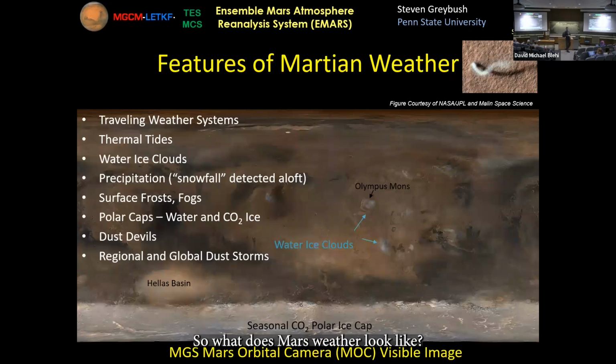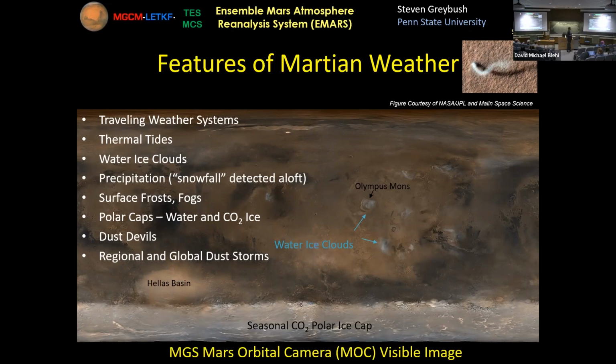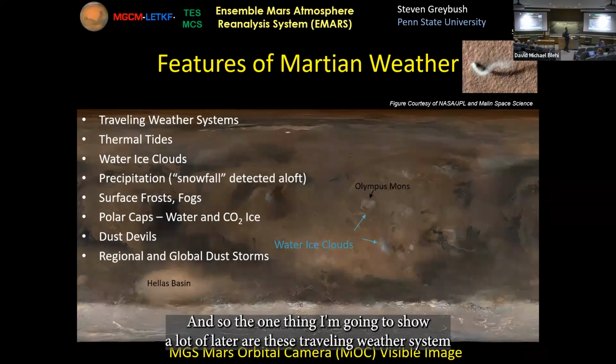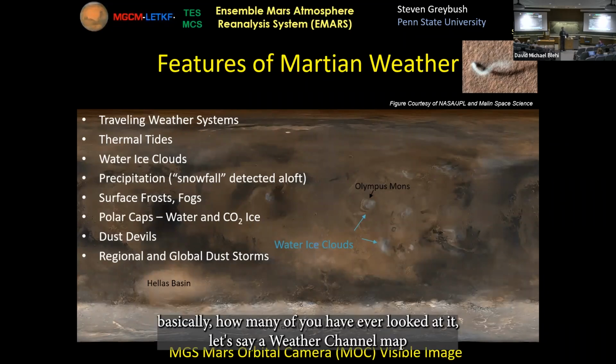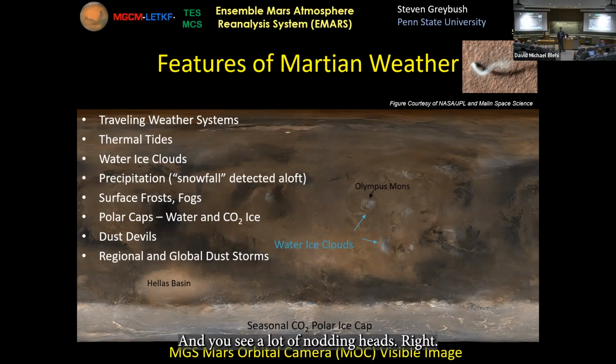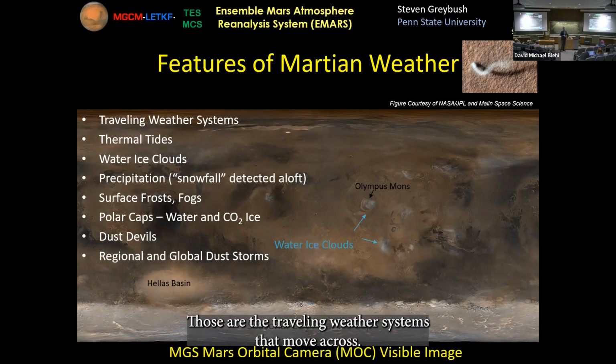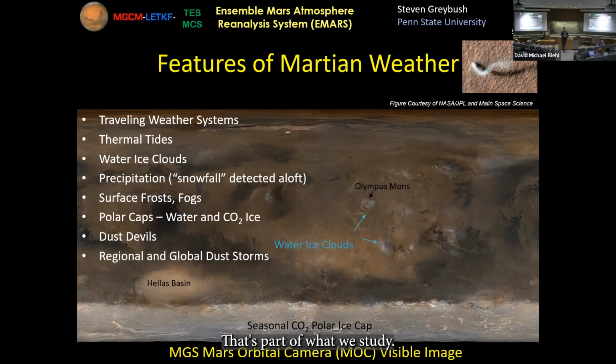So what does Mars weather look like? Okay, so if you're a Martian meteorologist, what would you want to try to understand and forecast? Okay, so the one thing I'm going to show a lot of later are these traveling weather systems. Basically, how many of you have ever looked at, let's say, a Weather Channel map or any other company with cold fronts, lows and highs on it? Okay, see a lot of nodding heads, right? So we're going to see what those look like for Mars. Those are the traveling weather systems that move across Mars. That's part of what we study. Okay? Thermal tides.